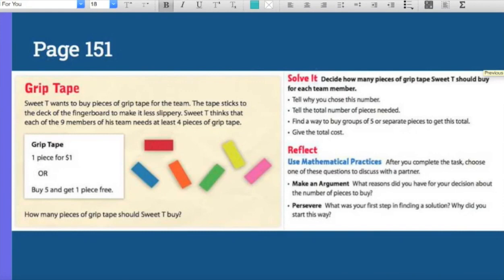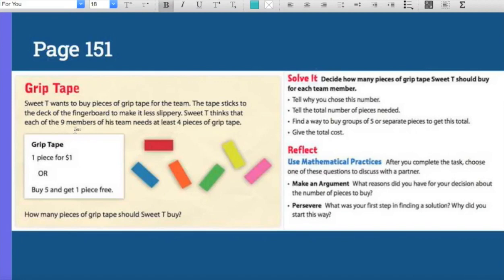Okay, this is another problem, very similar to the last 3 that we've been doing. Page 151. Sweet Tea wants to buy pieces of grip tape for the team. The tape sticks to the deck of the fingerboard to make it less slippery. Sweet Tea thinks that each of the 9 members of his team needs at least 4 pieces of grip tape. So remember, he has 9 members on his team, and each one of those needs at least 4 pieces of grip tape.